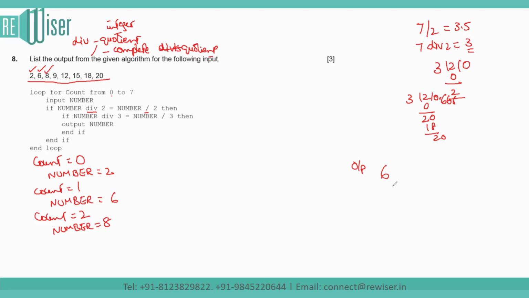We got 6 as the first value. 8 is not divisible by 3, so that will not be printed. 9 is not divisible by 2, so that will also not be printed. 12 is divisible by 2 and 3, so 12 will be one of the outputs. Then 15, although it's divisible by 3, is not divisible by 2 at all. 18 is divisible by 2 and also by 3, so 18 will be printed as well. Then 20 will not be printed. So the final output is 6, 12 and 18.